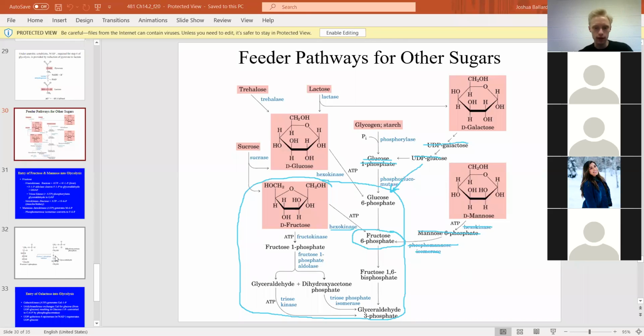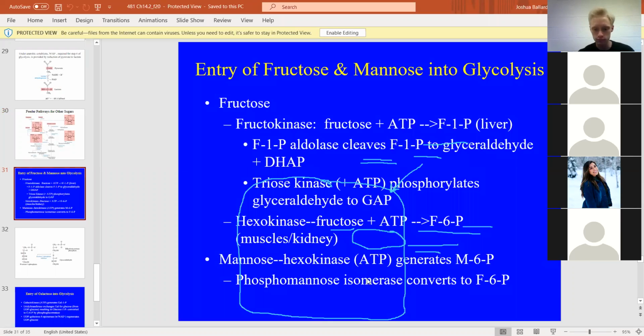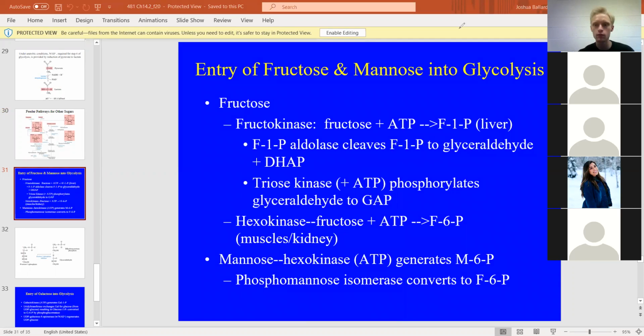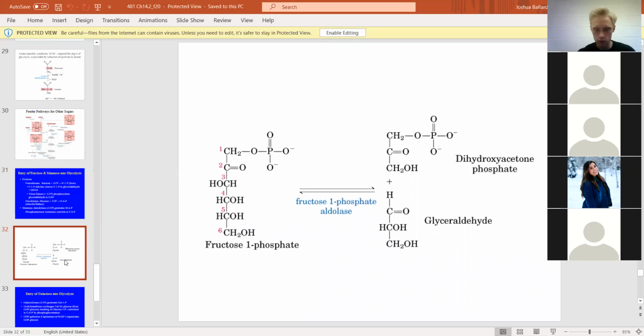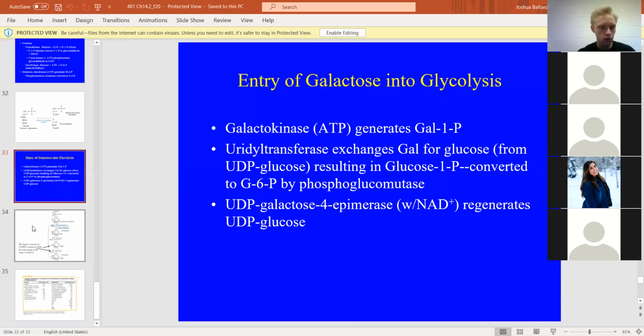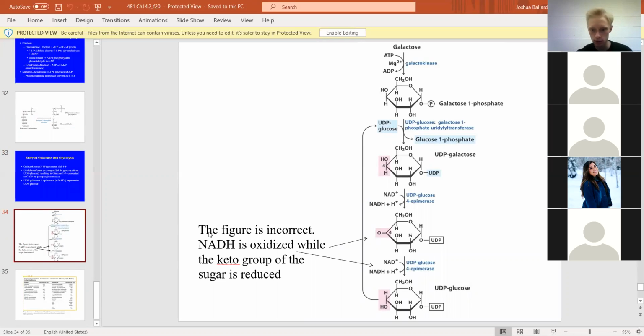Does anybody have any questions about the feeder pathways? If we jump forward a few slides to where it shows the entry of galactose into glycolysis, we don't really need to know any of that, right? This one. We just need to know that it enters as glucose 6-phosphate. We don't need to know all of this. Okay, perfect. Thank you.